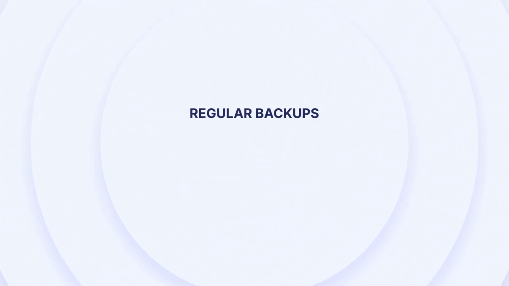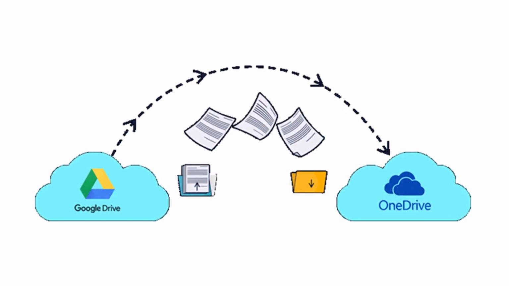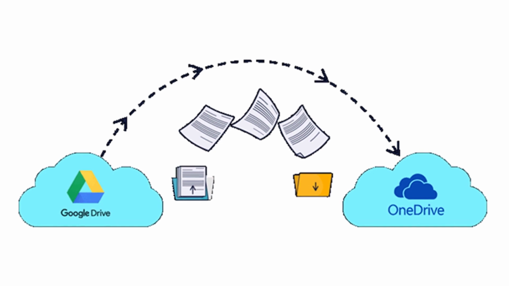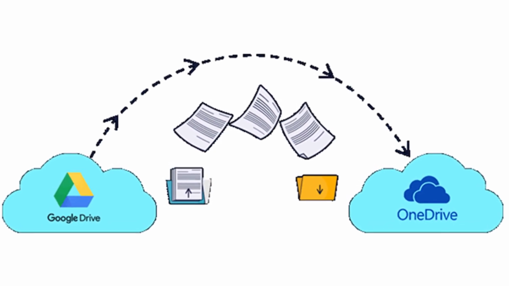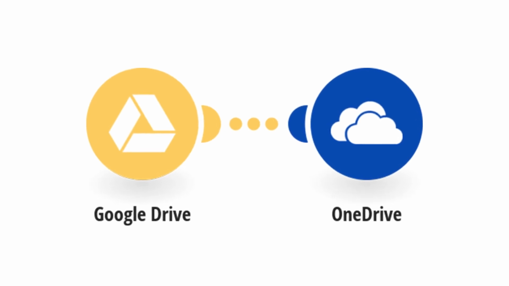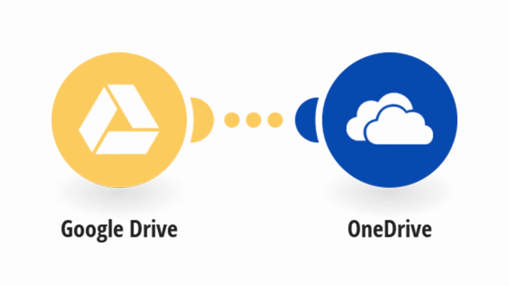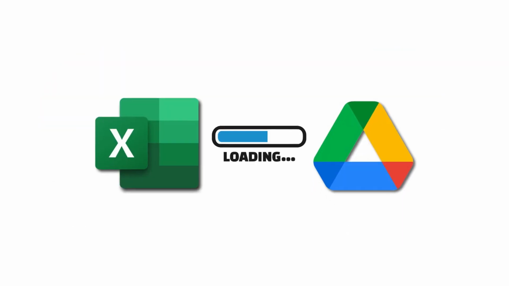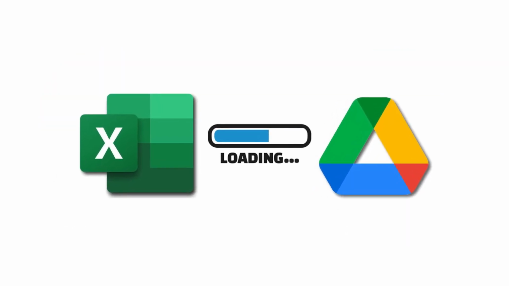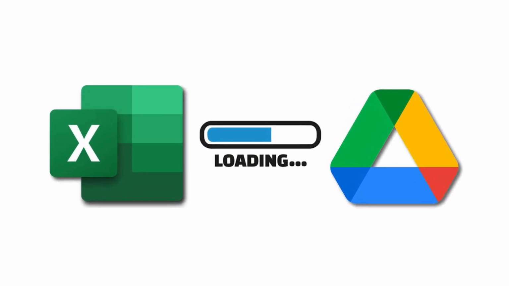Step 7, we have regular backup. Yes, this is very key. Don't risk losing your valuable data to unexpected error or system crash. Set up regular backup of your Excel file to an external drive or cloud storage platform like OneDrive or Google Drive. This ensures you always have a recent copy available in case of emergency.